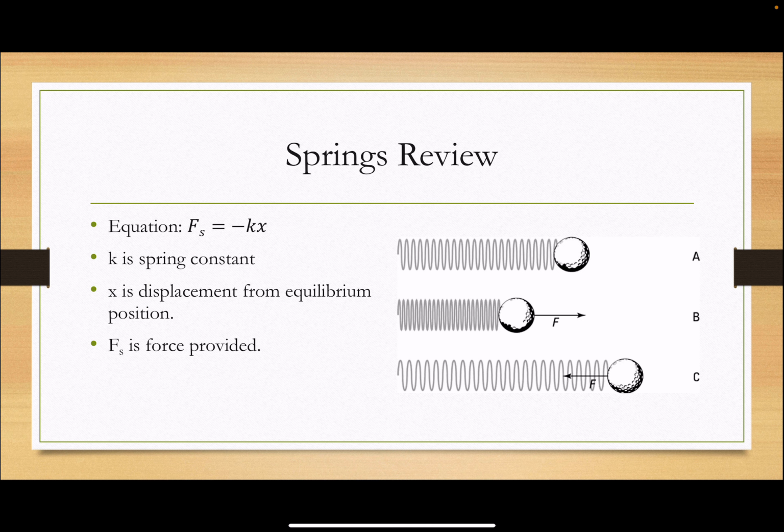X is your displacement from the equilibrium position. However much you move from the equilibrium position, so say this is my equilibrium position here, if I move negative 4 meters, that is my x. X equals negative 4 because I went to the left 4 from the equilibrium position. And then F is the force applied. And remember, the negative sign is there because the force is always in the opposite direction of displacement. If I am to the left, my force is to the right, as the picture shows. And if I am to the right, my force is to the left.